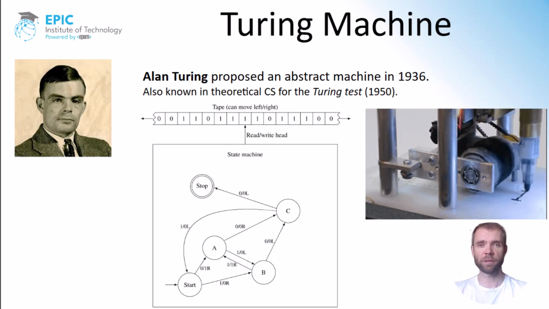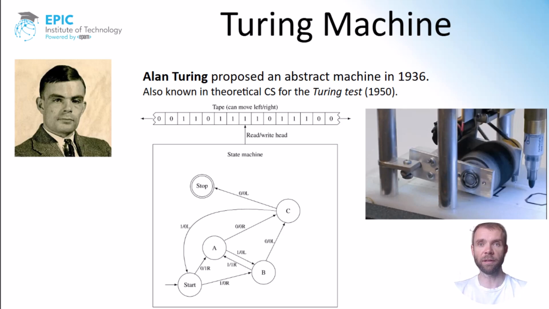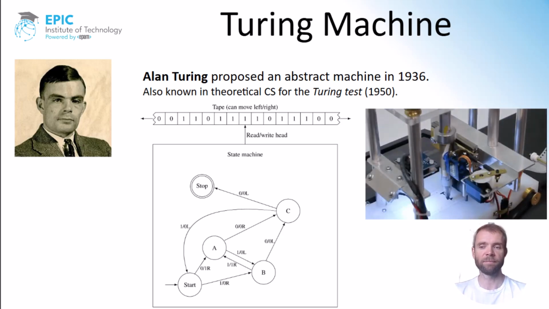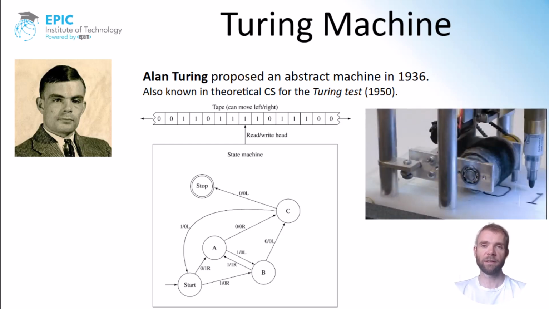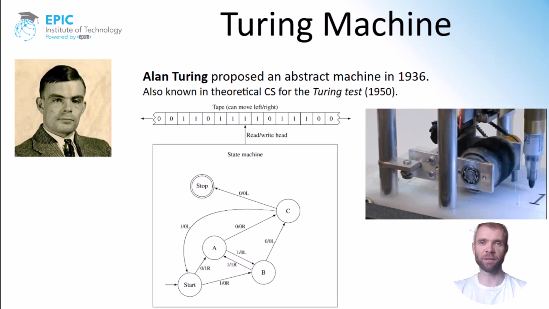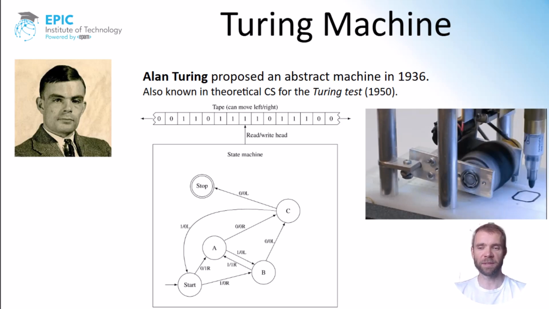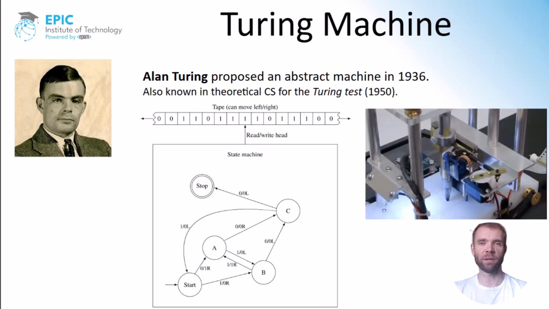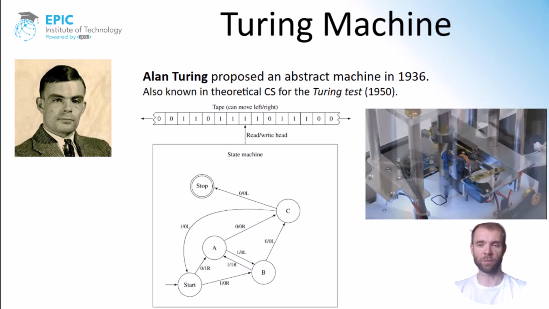So this was proposed in 1936 by Alan Turing before the first computer was made, the first digital computer was made. And this is a very simple device. So it is a concept. Here on the right hand side of the slide, you can see an actual Turing machine that was built as a hobby by some engineer. But obviously, when Alan Turing proposed this concept, it wasn't meant to be actually implemented in hardware.